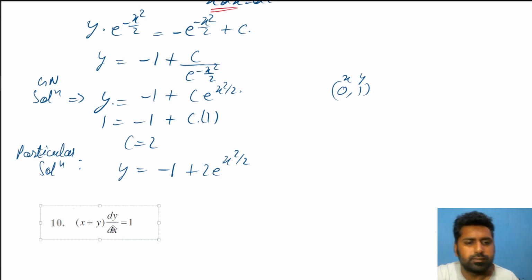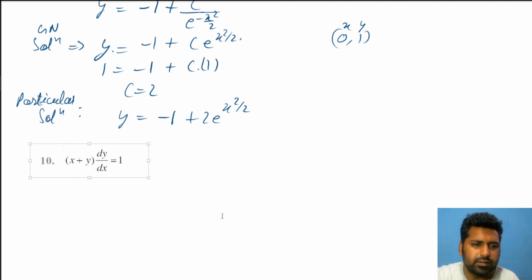Okay, look at this question. Do you see this as a linear differential equation? No, because dy by dx plus py is not there. Also, if you try to separate this, you can take this x plus y from multiplication to division here, but still you cannot separate x and y. So separating will also not work. If you check, it is not even homogeneous.